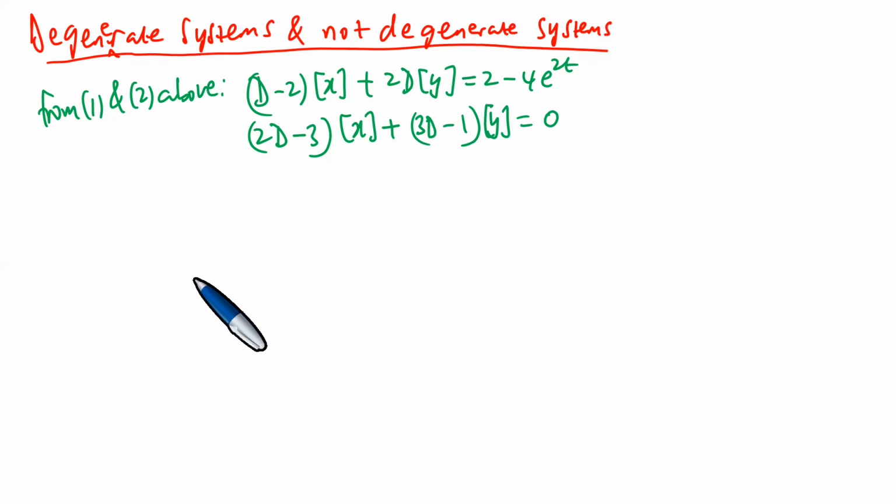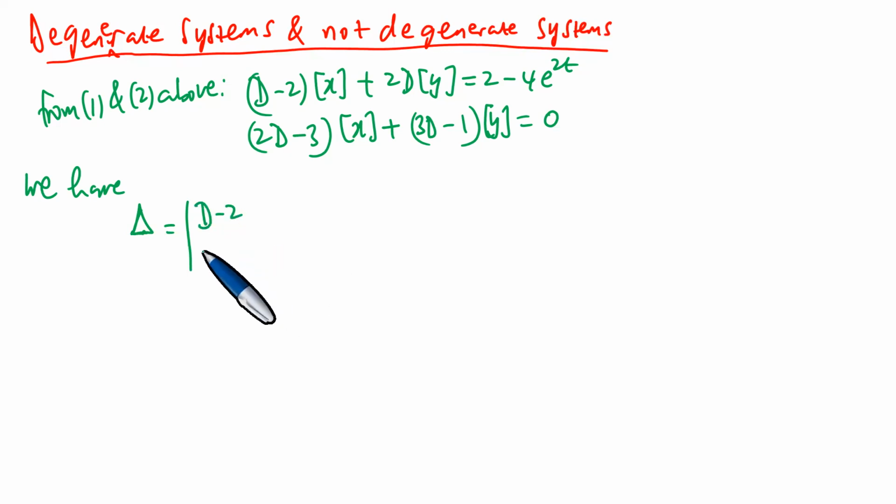Okay, right. From one and two, we have something we call the delta. And delta is formed by, okay, we use this all the time. You write D, then just delta, obviously. We use the Greek symbol delta so that we have D minus 2, and then twice D minus 3, and then twice D, and then 3D minus 1. We've just taken the coefficients here of this, and of that, exactly.